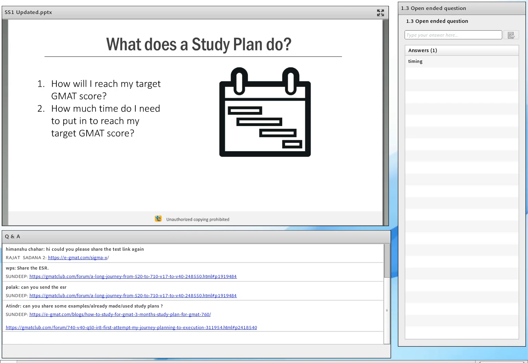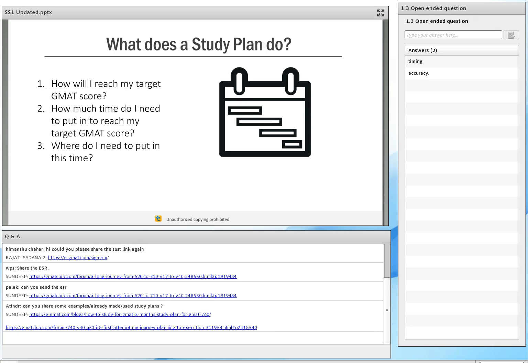Knowing that precise timing is really important once you know what your target ability in sentence correction is going to be. But even more important is how should you put that time? Where should you put that time in?